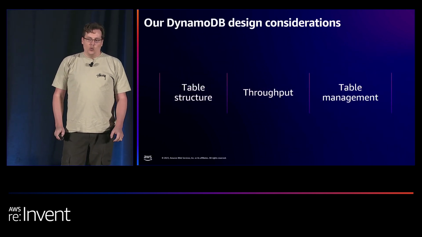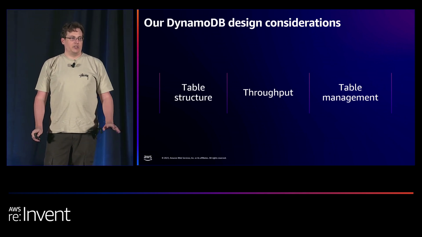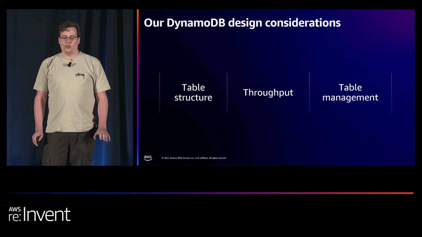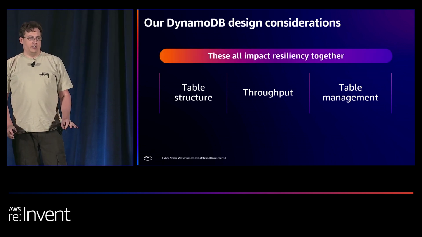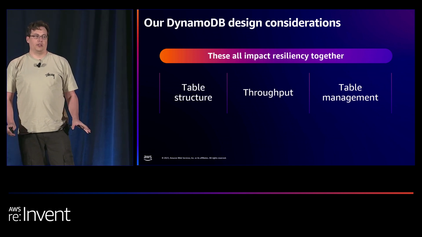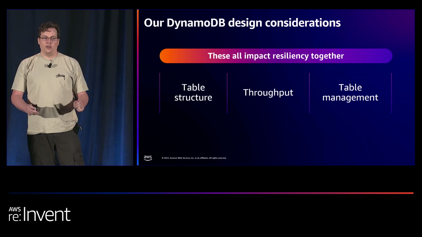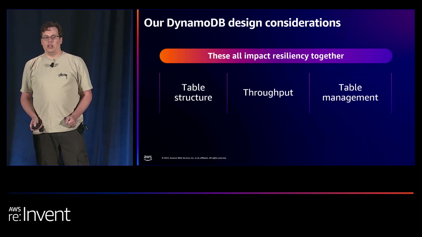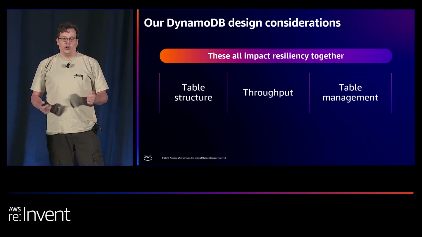But to get these results, we're going to go through 2 consideration categories that we looked at: table structure and throughput, and table management. Now, these are all interconnected. These all impact resiliency together. You can't have one without the other. And so if your table structure is good, great, you can get good access. But does that mean you can get good throughput? And as you start looking at table structure and throughput, how do you manage your tables?